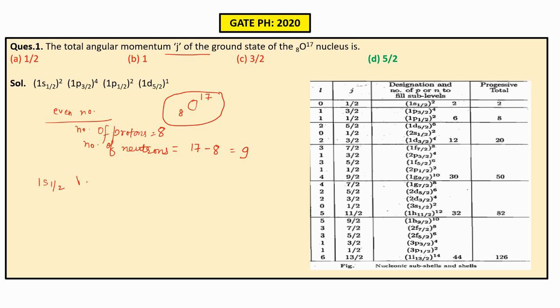This is the picture. Harish, you told me to provide that table, so this is that. 1d 5 by 2. Now start filling. This will accommodate 2 neutrons, this 4, this 2, and this 4, 5, 6, 7. So 8, 9, 2 will go here. 2 neutrons will go in this subshell.